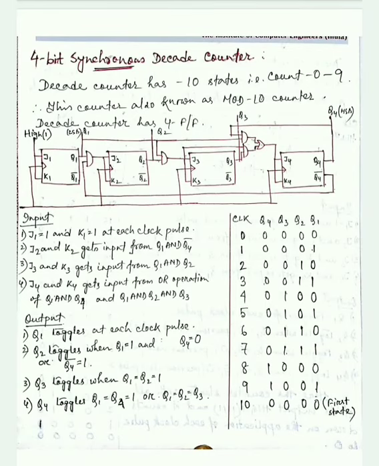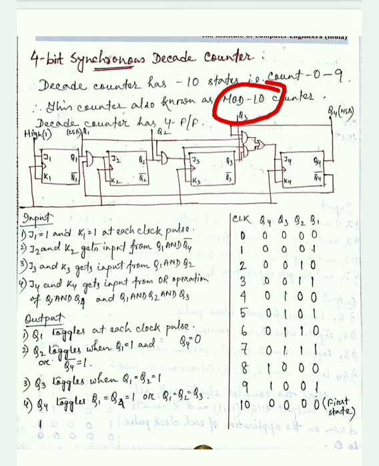In here, I am going to explain the circuit diagram and the functioning of a synchronous decade counter. So, what is a decade counter? A decade counter is a counter which has 10 possible states. 10 possible states means it can count 10 numbers, from 0 to 9. This counter is also known as a mod 10 counter.